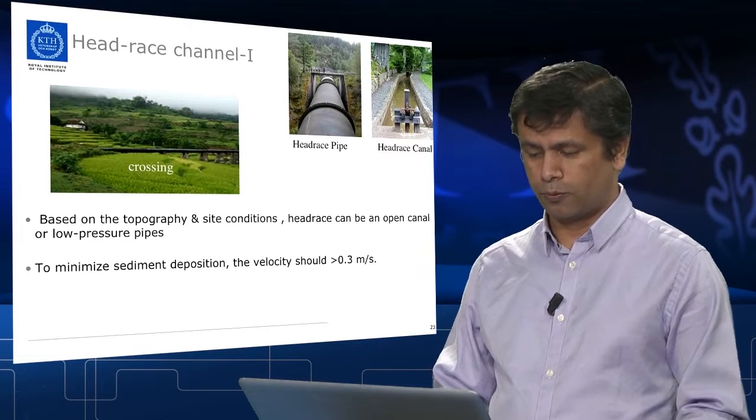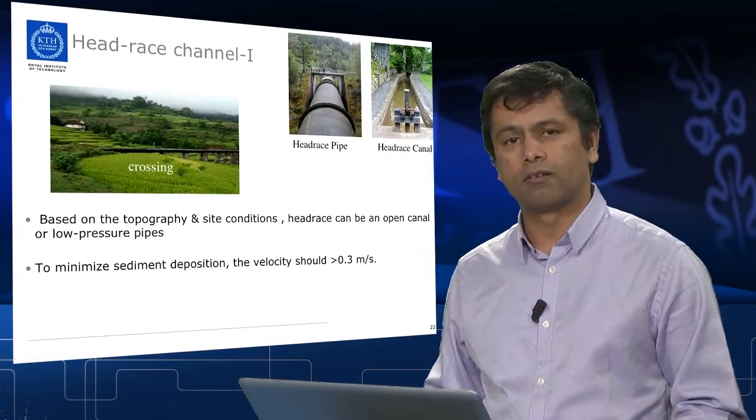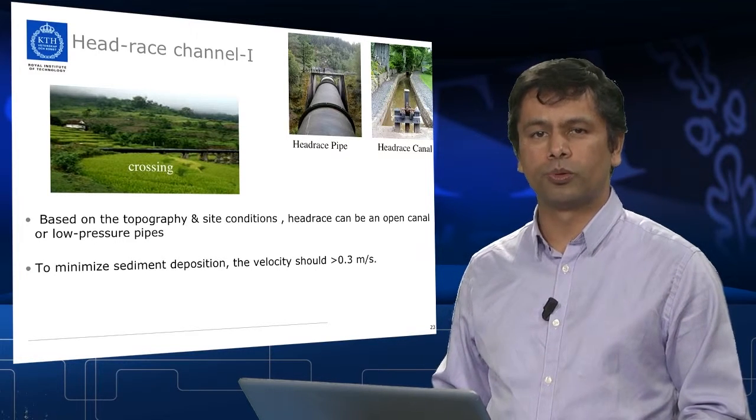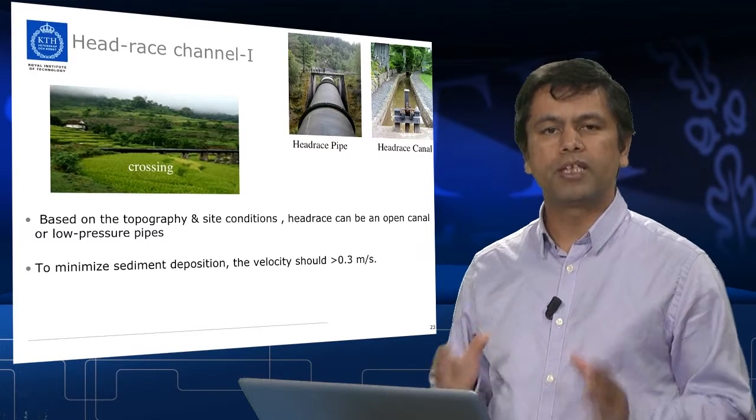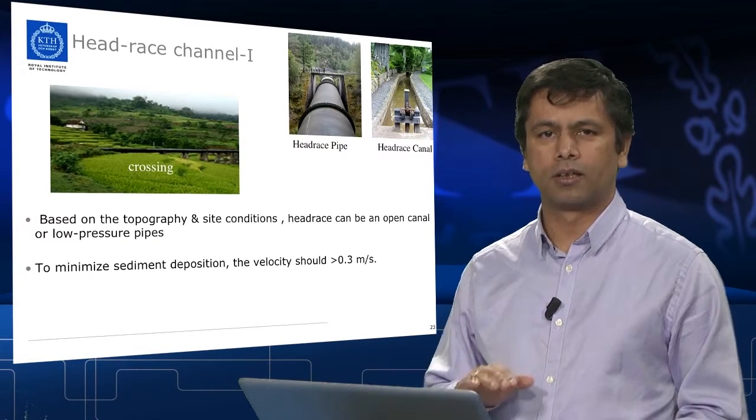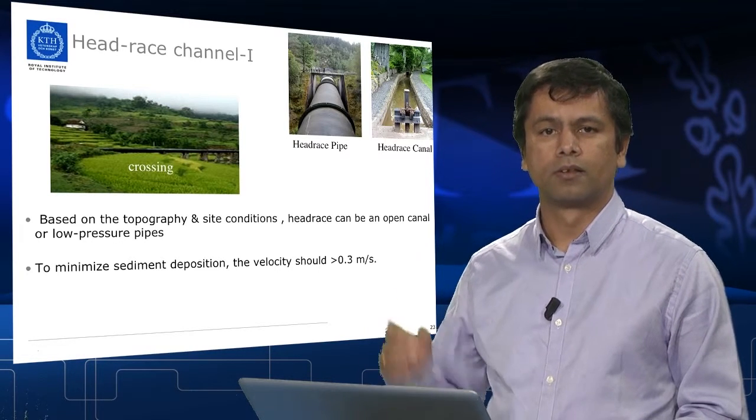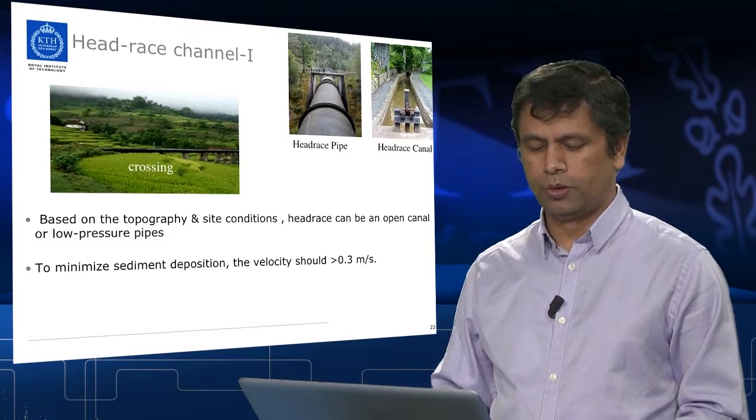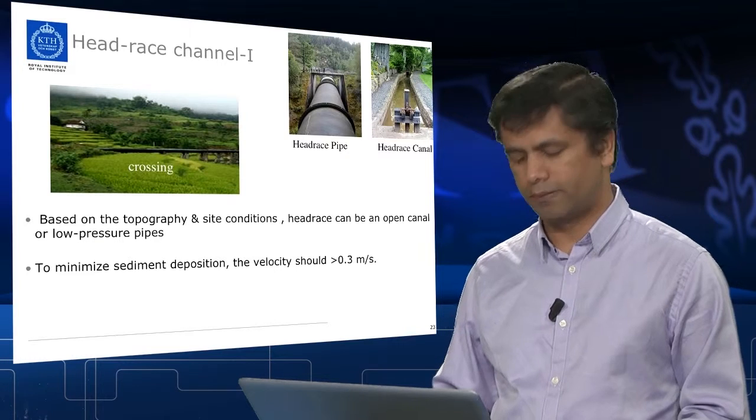We also have to think about the velocity in the header's canal, because we don't want to erode the canal. At the same time, we don't want to store sediment in the canal. So we maintain the velocity in such a way that the water carries the sediment along with itself, and only deposits these sediments in the desilting basin. The minimum velocity maintained in the canals is 0.3 meter per second.